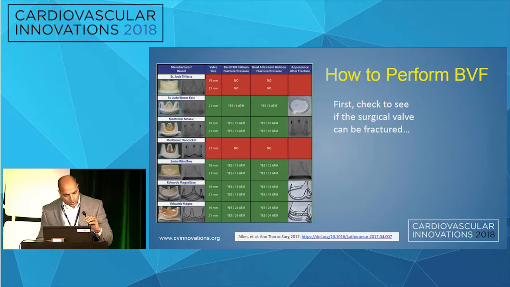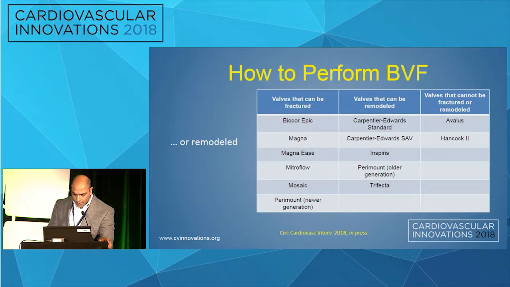And so the nuts and bolts about how to do this. If you want to perform a bioprosthetic valve fracture, first we need to know if the surgical valve can be fractured. And this is a chart that we published that basically shows that green is good. If it's green, it can be fractured. Red is not so good. But some valves can be remodeled. They can't be fractured, but they can be remodeled. This is a term I'm going to try to coin now. Okay, so BVR. There you go.